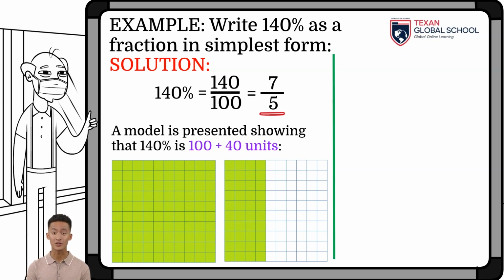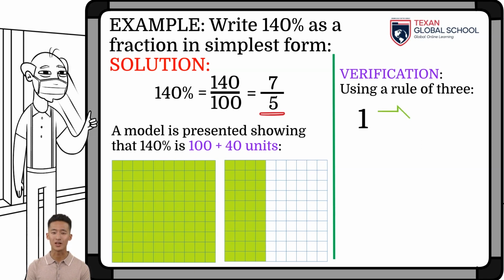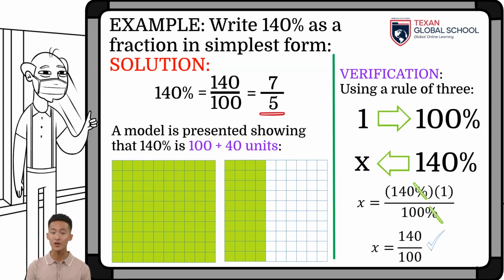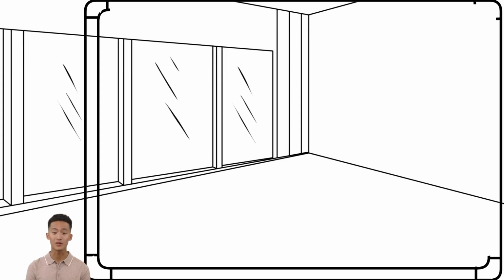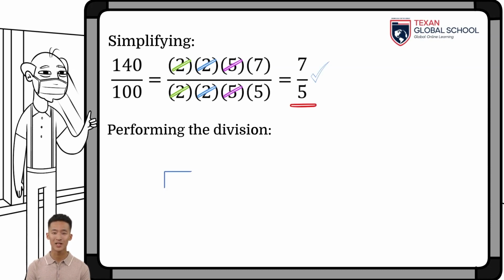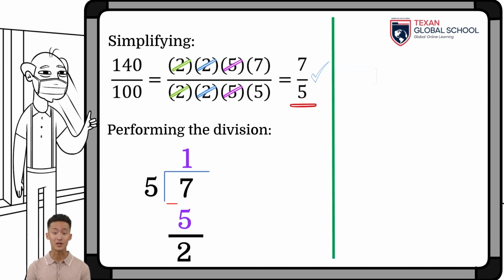We can verify using a rule of 3. Since the total one is 100%. So, 140%, how much will it be? When performing the cross product, it results in the initial ratio, 140 over 100. Using prime factors in the numerator and denominator, we can simplify the fraction, thus obtaining 7 over 5. Now, by dividing 7 over 5, with the long division algorithm, it results in a mixed number.